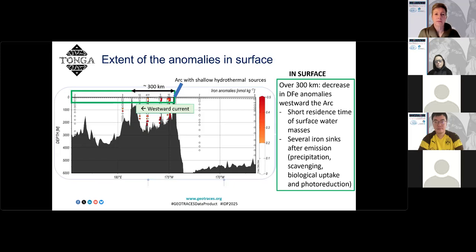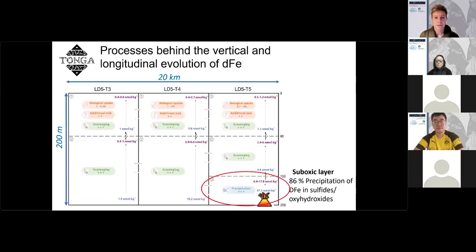In surface, in contrast to what has been observed for deep hydrothermal plumes, we see here a rapid decrease in the dissolved iron anomalies from the arc to the west over approximately 300 kilometers. And this is likely due to a shorter residence time of surface water masses, of course, compared to deep ones, combined with several biogeochemical processes at play. So what are those processes behind the vertical and longitudinal evolution of dissolved iron?